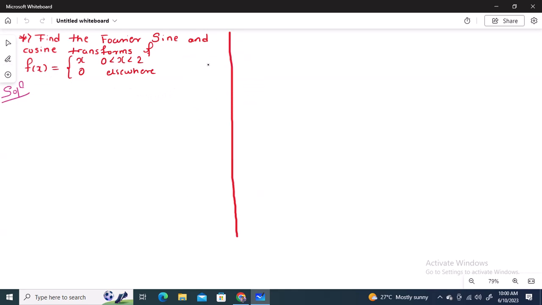Okay, so let me start the solution. First, we have to write the Fourier sine transform and cosine transform definitions. So I'll write first the Fourier sine transform.